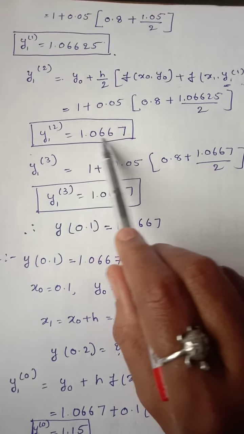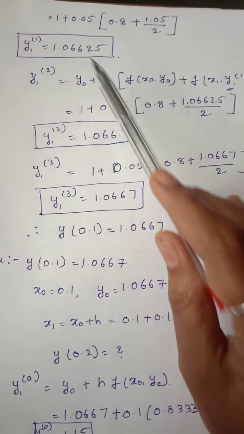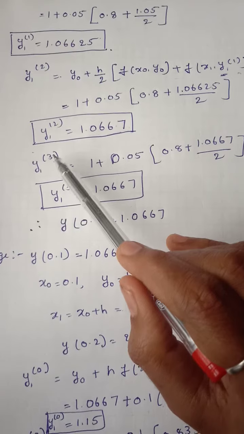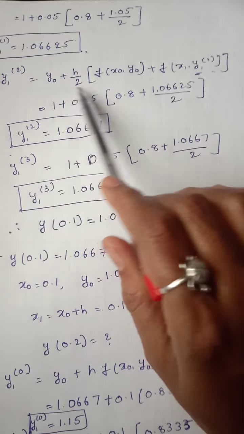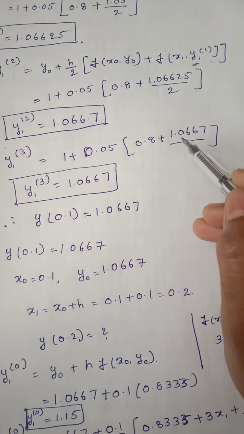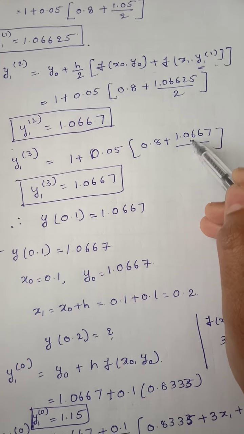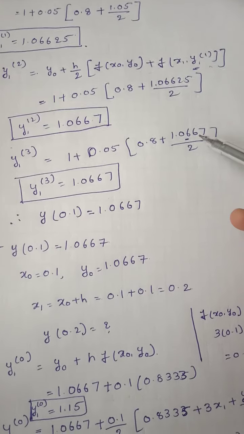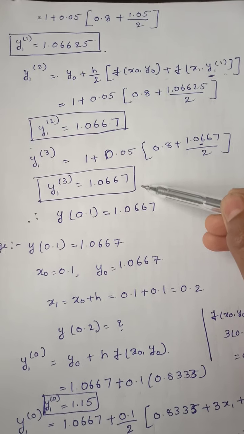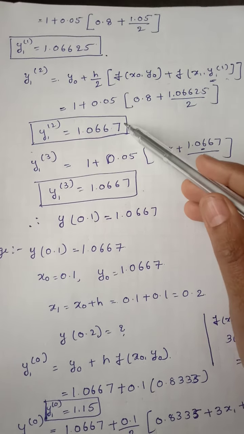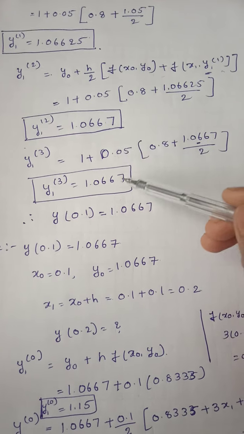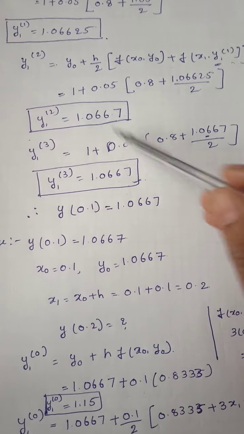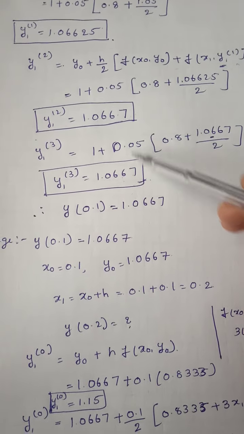So at least 4 decimal values should be the same as the previous one. That's why do one more iteration, y1 of 3. Here the formula is the same, just in the place of y1 of 1 we have to consider y1 of 2. Then you get y1 of 3. In the problem itself they said perform 3 iterations, otherwise also we would stop here only, because we got 4 decimal values as the same.